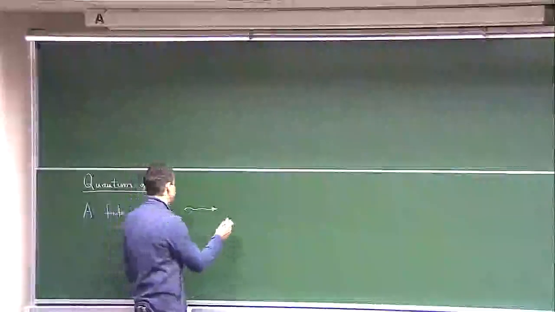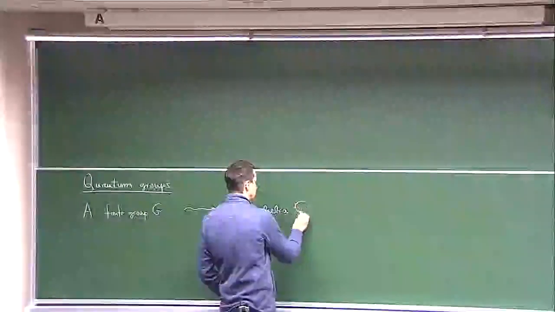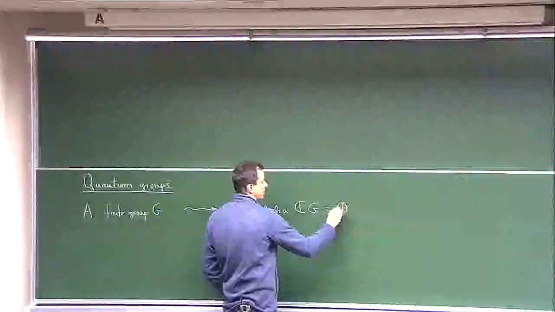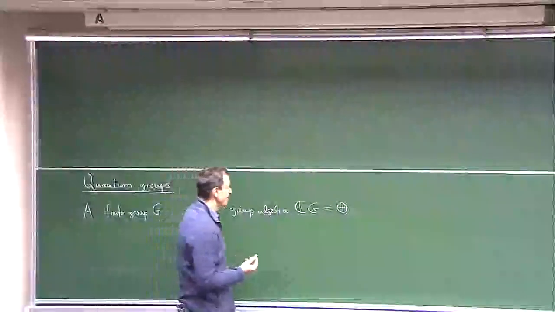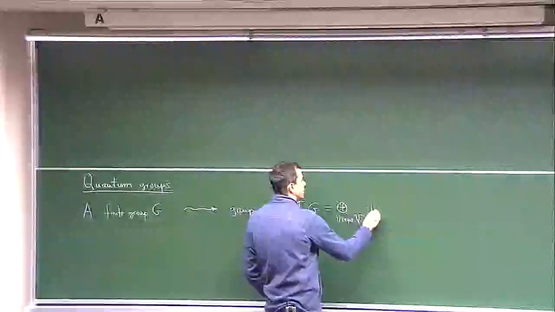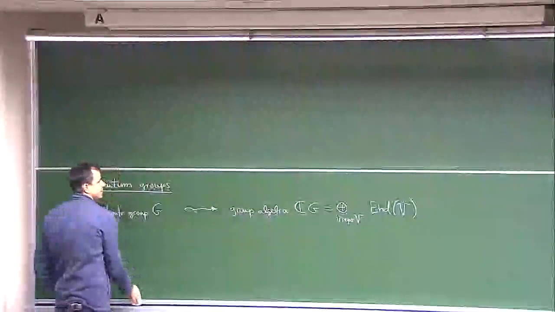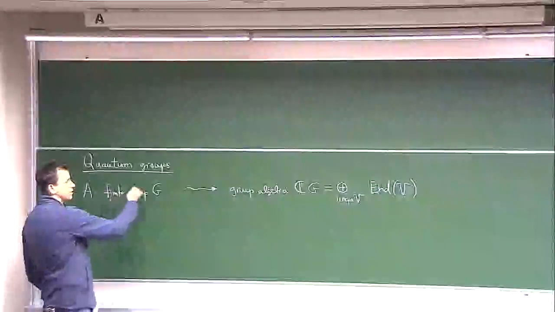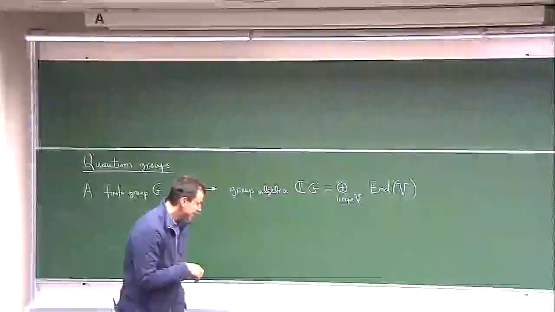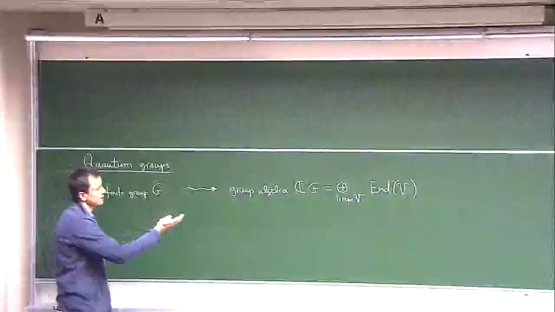To a finite group, we can associate its group algebra. Let's say we're over complex numbers. By the Peter-Weyl theorem, this is the direct sum over the representations V of all endomorphisms of V. So in some sense, this group and this algebra have the same representation theory, but there's some information lost. The only thing you remember is just the dimensions of the irreducibles.